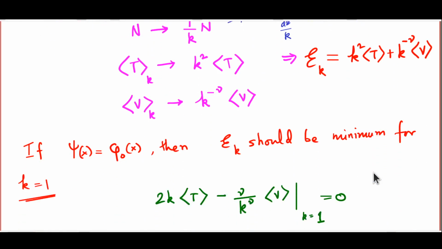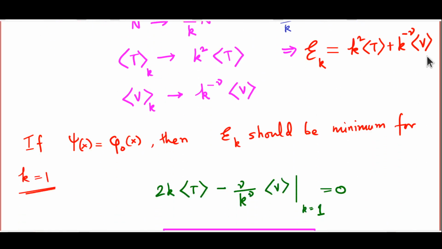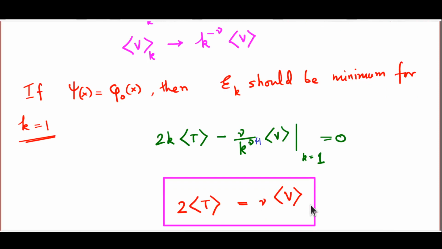But that simply tells you that differentiating this expression with respect to k and then putting k equal to 1 will give you 0, because that's what you get for a minimum. Differentiating this with respect to k immediately gives you 2k times the expectation value of T minus nu by k to the power nu plus 1 times the expectation value of V. This has to be 0 when k is 1, and this immediately gives us this very important result, that twice the expectation value of kinetic energy for a situation where you have a homogeneous potential is actually nu times the expectation value of the potential energy.